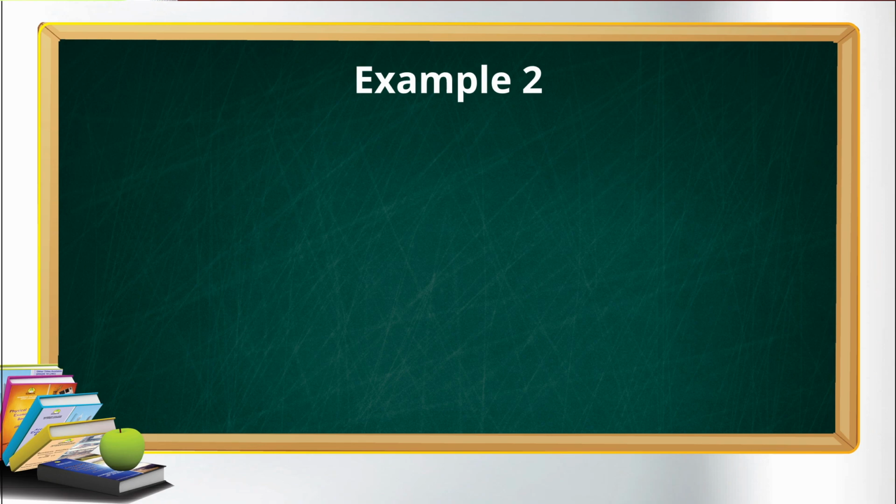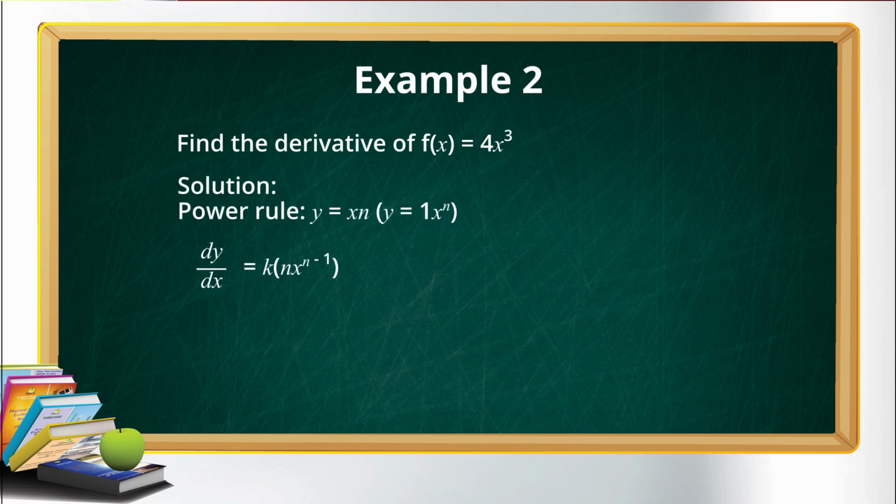Another example, stay with me. Example 2. Find the derivative of f of x is equal to 4x cubed. If the coefficient is not 1, then let k be a real number and n an integer. To apply the power rule, first multiply n by k. This gives us 3 times 4 equals 12. Then subtract 1 from 3 to get 2. dy/dx is also called the first derivative, written as f prime of x. So dy/dx, the first derivative, is equal to 12x squared.